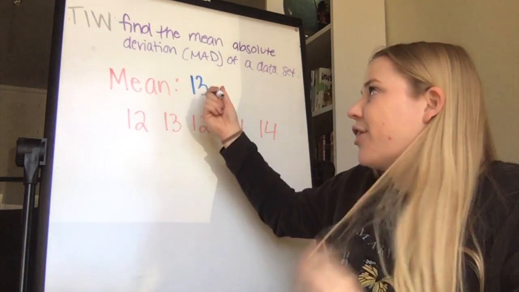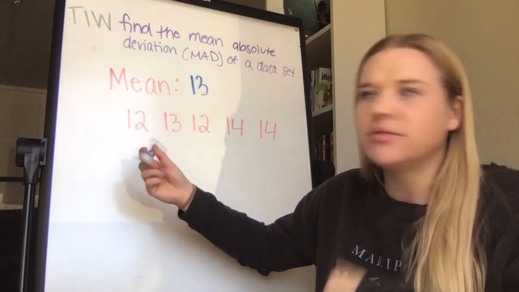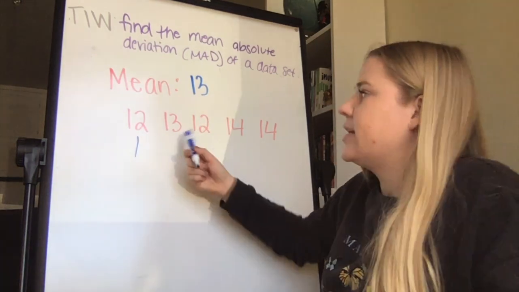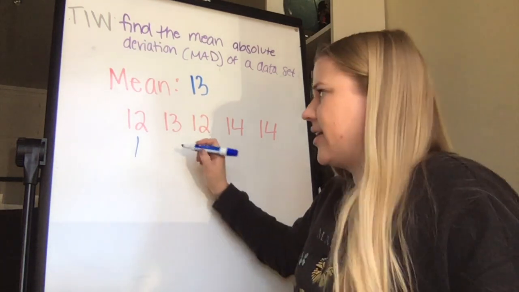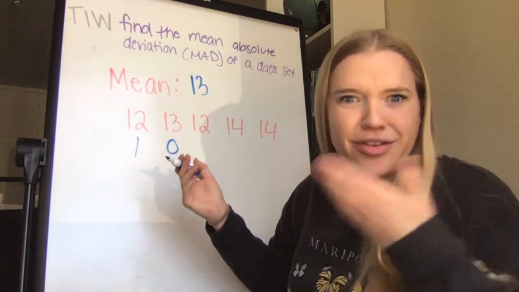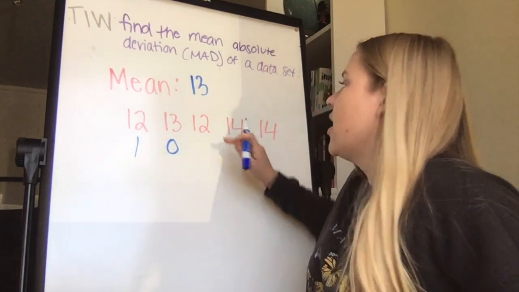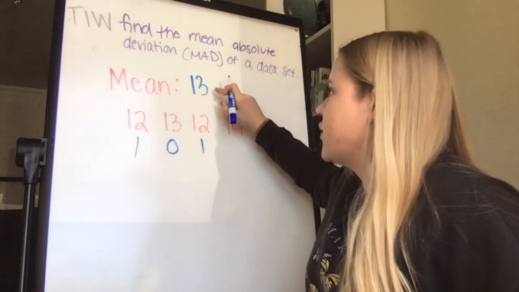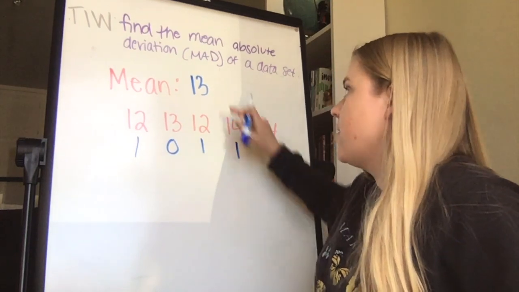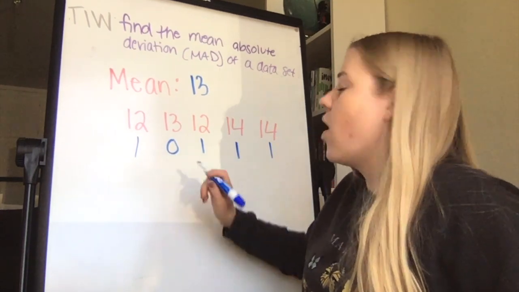So basically, 13 is how many steps away from 12? 1, right? 13 is how far away or how different from 13? Nothing. They're right next to each other. They're the same number. They're together. 12, we already solved, is 1. The difference between 13 and 14 is 1.